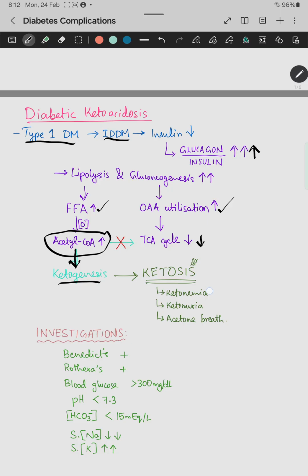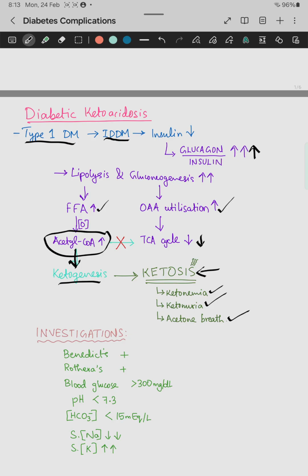So it causes ketonemia, meaning excess ketone bodies present in the blood, ketonuria, excretion of ketone bodies in the urine, and smell of acetone in the breath. These three conditions collectively are known as ketosis.